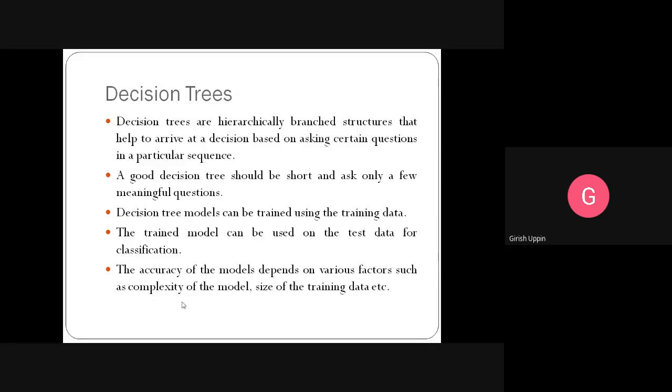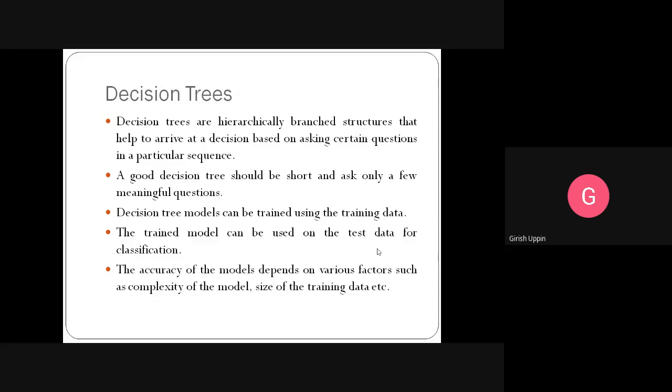The trained model can be used on the test data for classification. Normally, you first use the training data and come up with an optimum decision tree model. Once you are satisfied with your model, let us say on training data you are getting an accuracy of more than 80% or 90%, then you think it is good enough accuracy, and you will test that model on the test data. And what is the test data?